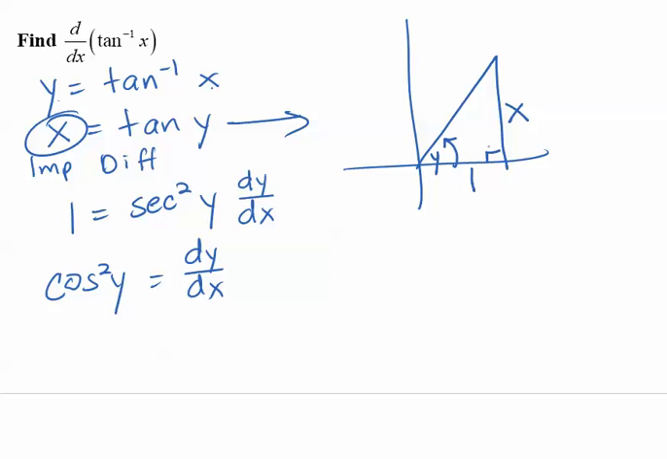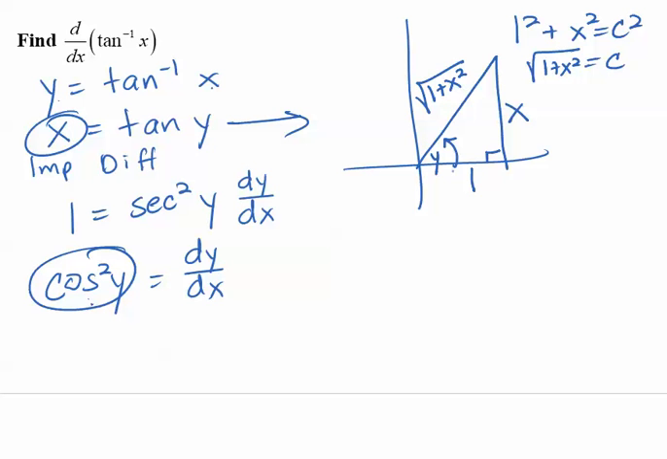And then we could do our Pythagorean theorem, of course. 1 squared plus x squared equals c squared. So our hypotenuse would be, we'd have 1 squared plus x squared is equal to c squared is all I'm doing there. So our hypotenuse would be the square root of 1 plus x squared. So now we know the hypotenuse. So now let's go and see if we can fill in cosine of y. Cosine of y is the adjacent leg over the hypotenuse. So there's our cosine of y.